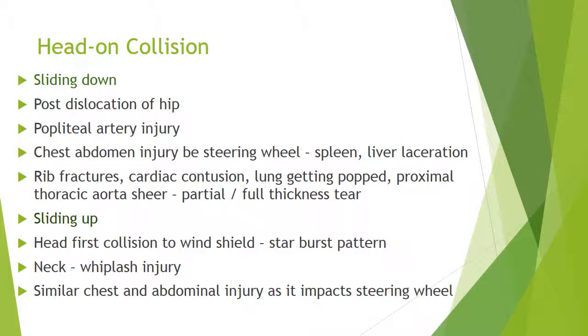During a head-on collision, the victim could either slide down or slide up. When the victim slides down, the knee strikes the dashboard or the seat in front of him, thus causing a posterior dislocation of the hip and injury to the popliteal artery. The chest and abdomen can be injured by hitting the steering wheel. In addition, there could be a splenic or a liver laceration also. The rib fractures or the sternal fracture could cause cardiac contusion, the lungs getting popped causing either pneumo or hemothorax, and proximal thoracic aortic shear, either a full or a partial thickness tear in the aorta.